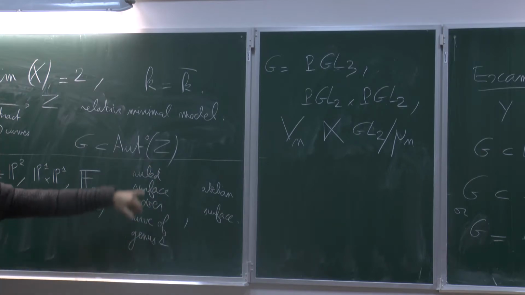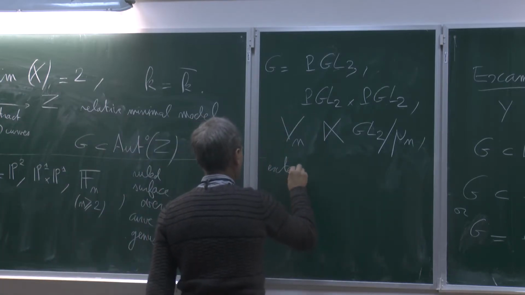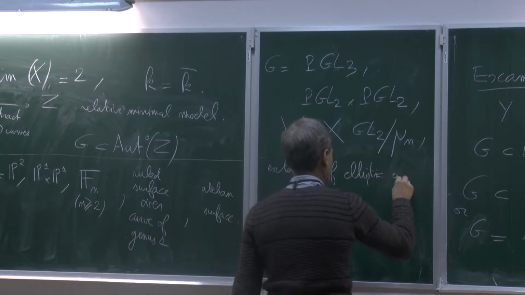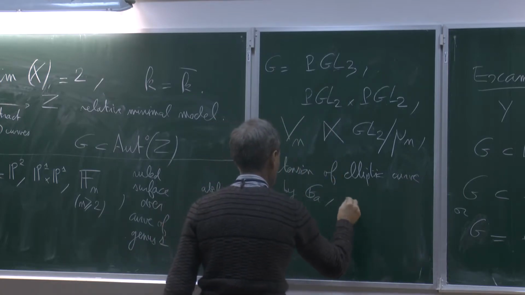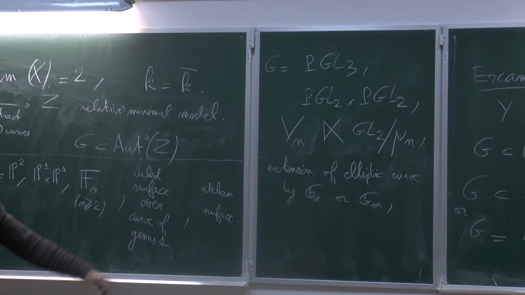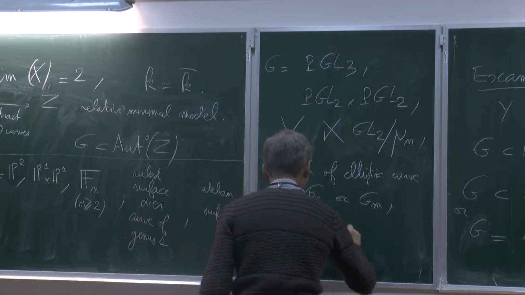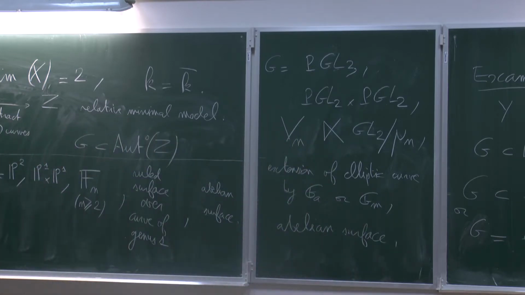Then there are these ruled surfaces over the elliptic curves. What you get in this way is an extension of the elliptic curve by the group of dimension 1. And the elliptic curve is, of course, the one associated with the base. And finally, you get an abelian surface. Okay. And these are the maximal connected subgroups.